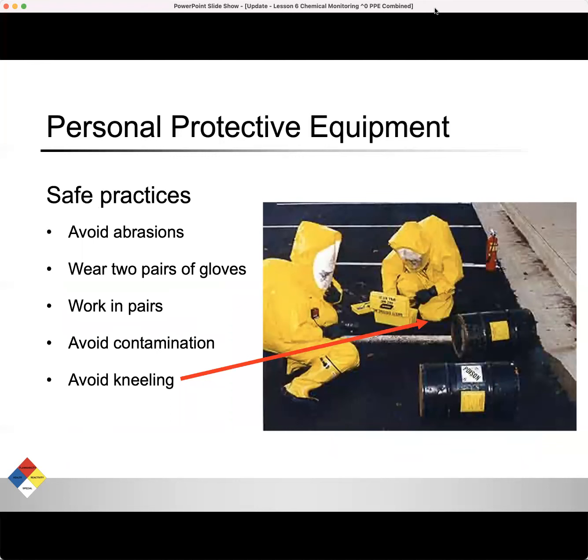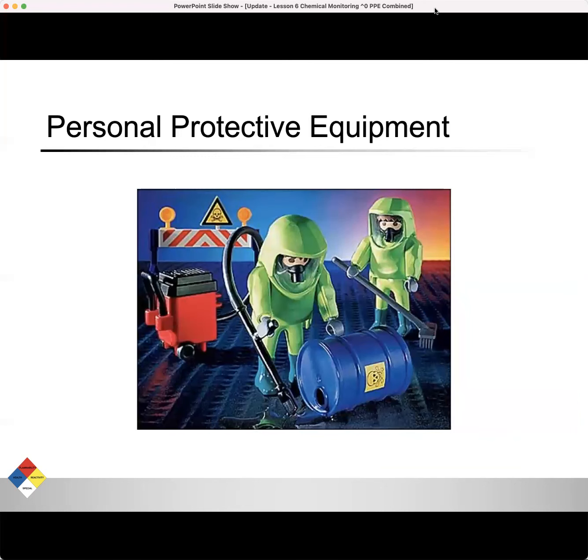Some general safe practices with all PPE: avoid abrasions. So as you're walking, and if you're in a tight space, you want to try to avoid rubbing your suit on surfaces. Wear 2 pairs of gloves, work in pairs, use the buddy system. Avoid contamination. If you don't have to get in a chemical, don't get in the chemical, and avoid kneeling. That's like the one thing not to do. Don't kneel down in your chemical protective suit, because that's just going to cause abrasions, and you're probably going to be kneeling in the material anyway. Bad idea. Don't do it. Don't kneel. All right, so that's chemical monitoring and personal protective equipment.